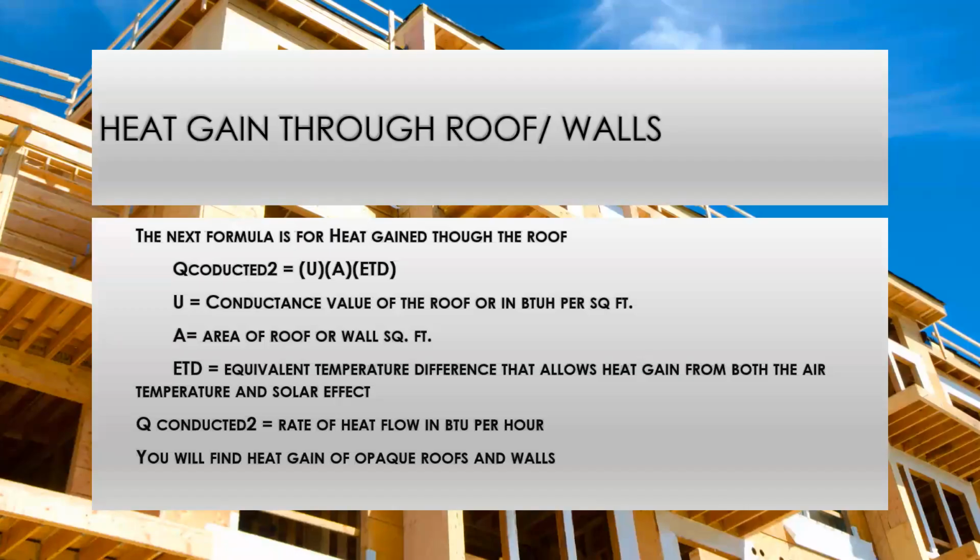Up next would be the heat gain through roof and walls. This formula we use to find heat gain through the roof or walls, because the roof and walls are constantly being hit by the sun. So Q conducted equals U times A times ETD. U stands for the conductance value of the roof, or the U value. A is the area of the roof or wall. ETD means the equivalent temperature difference that allows heat gain for both the air temperature and the solar effect. Q conducted is just the rate of heat flow in BTU per hour. This also helps you find the heat gain for opaque roofs and walls.